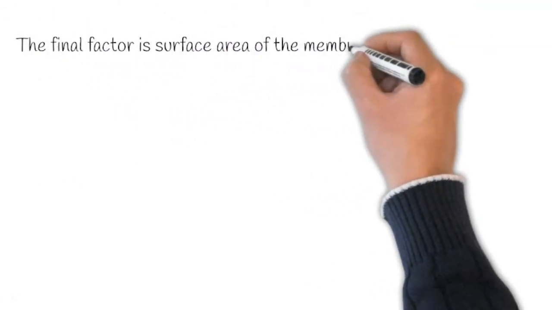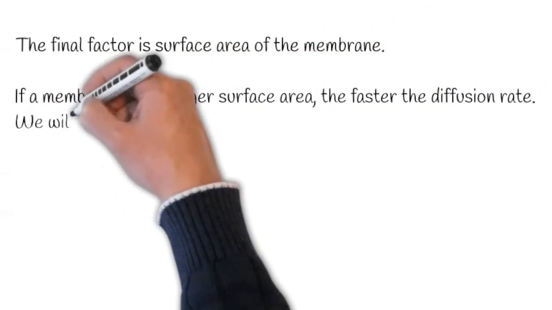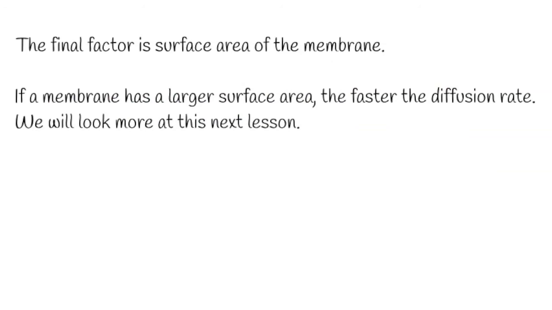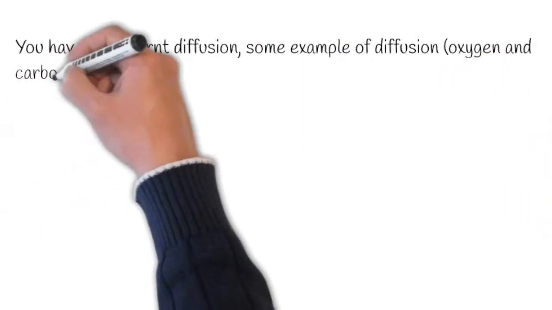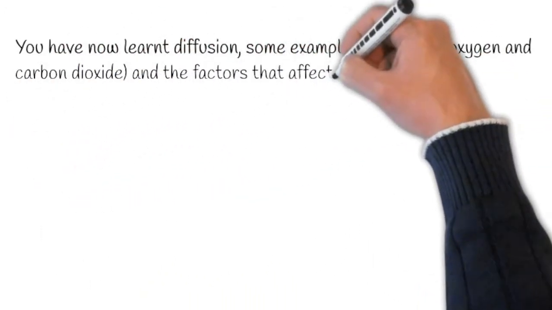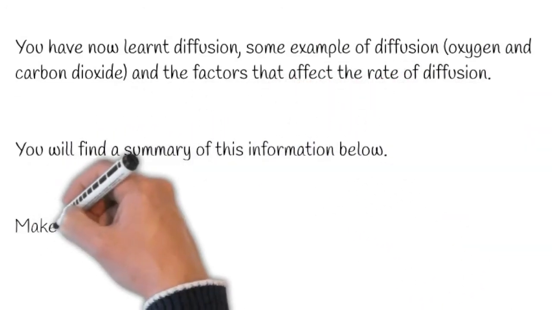The final factor is surface area of the membrane. If a membrane has a larger surface area, the faster diffusion will happen. We will look at this more next lesson. You have now learnt about diffusion, some examples of diffusion, and the factors that affect the rate of diffusion. You will find a summary of this information below.